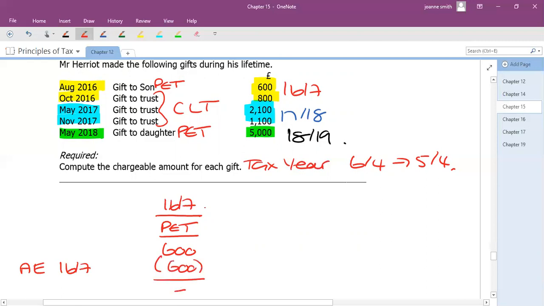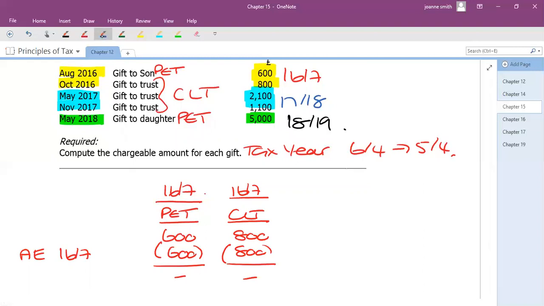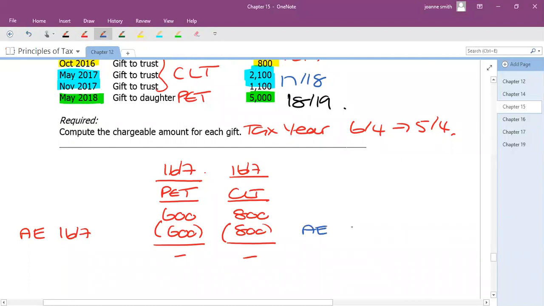All right, remember the annual exemption you've got is £3,000. The next thing that happened in that year was that you had a trust, so that's a CLT. That was for 800, and that would also use your annual exemption. So neither of those would actually amount to anything because the annual exemptions wipe them out. So the annual exemption to carry forward would be your 3,000 minus 600 and 800. So that will give me a balance there.